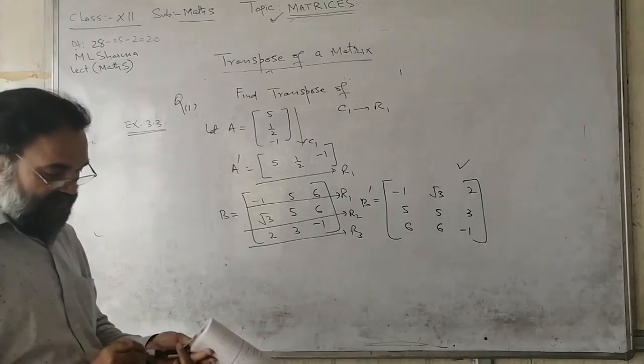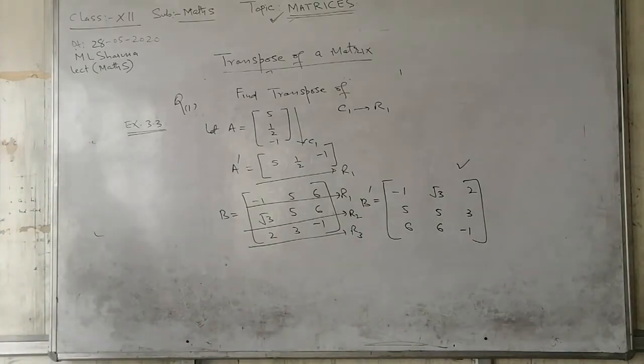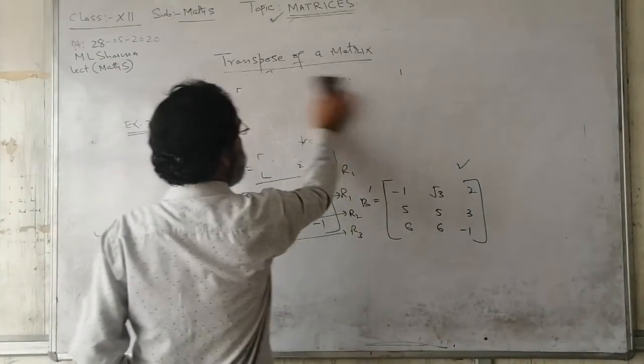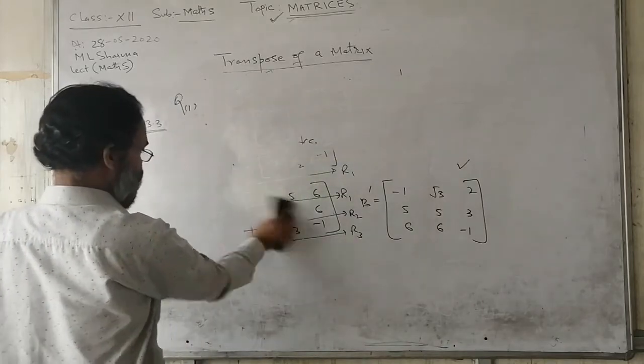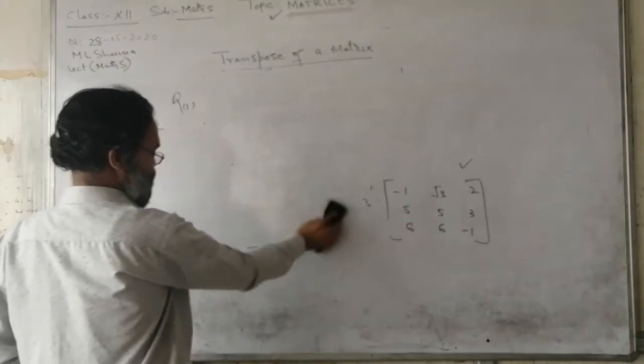Now question second says the property of transpose. So this is a simple one. Simply we have to interchange a row into column.